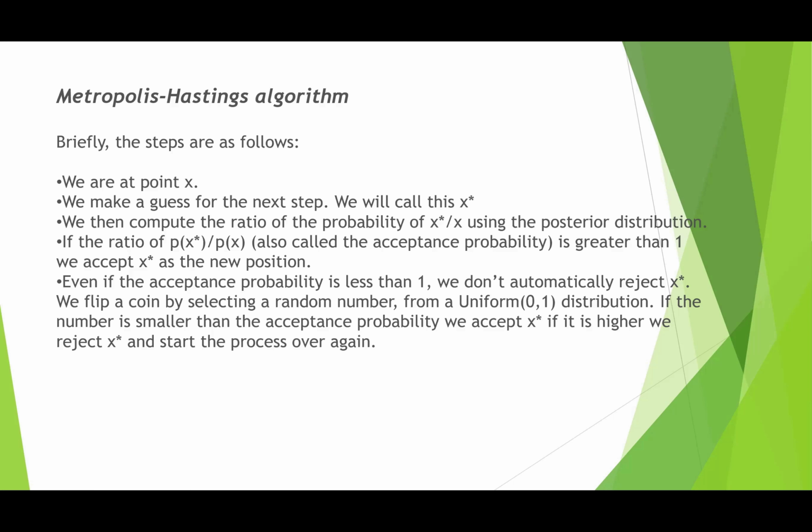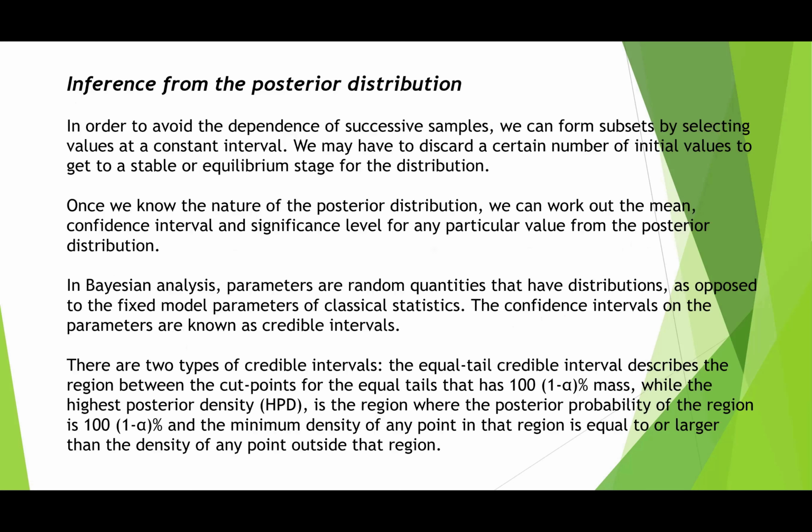So this way we can generate a series of values from the posterior distribution. In order to avoid the dependence of successive values, we can form subsets by selecting values at a constant interval, like in systematic sampling. We may have to discard a certain number of initial values to get to a stable or equilibrium stage for the distribution. Once we know the nature of the posterior distribution, we can work out the mean, confidence interval, and significance level for any value from the posterior distribution. In Bayesian analysis, parameters are random quantities that have distributions, as opposed to the fixed model parameters of classical statistics.